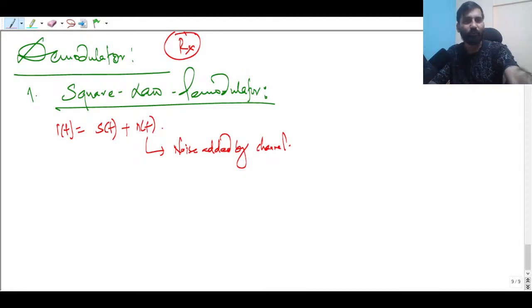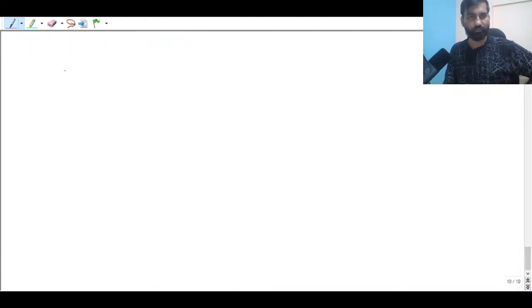Initially there will not be any noise, but once you are sending that, there will be noise. Signal plus noise. So initially, for the sake of convenience, we will make the assumption that the noise is zero here, so that we can analyze it better. Let us recall the block diagram of this.